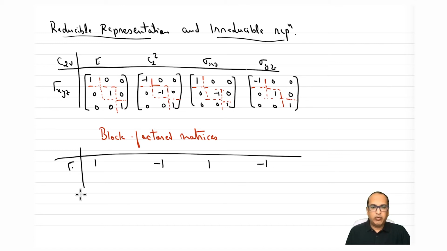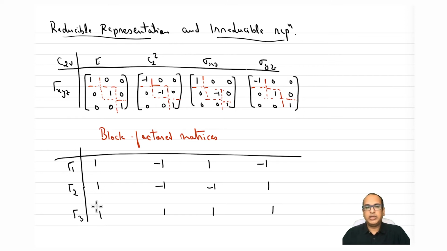This is my tau 1. Tau 2 will be this one, 1, central element, -1, -1, 1, and tau 3 will be 1, 1, 1, 1, right? So this matrix can now be block factored into three matrices and then can be written as a linear combination of these three matrices, right? So you can write in terms of matrix.